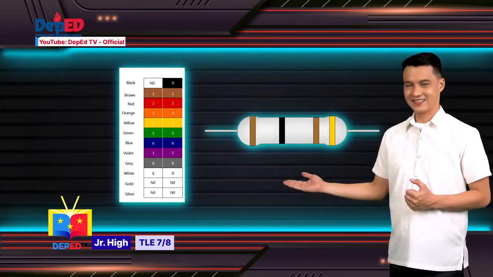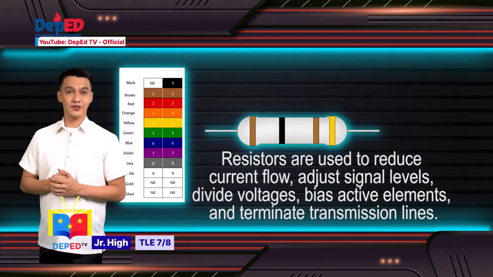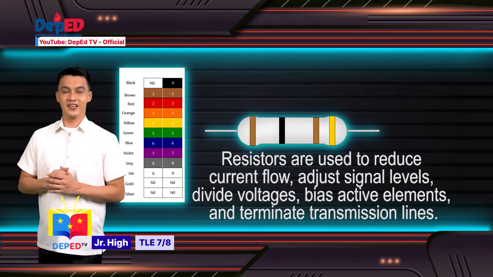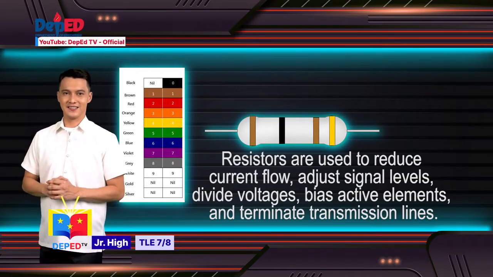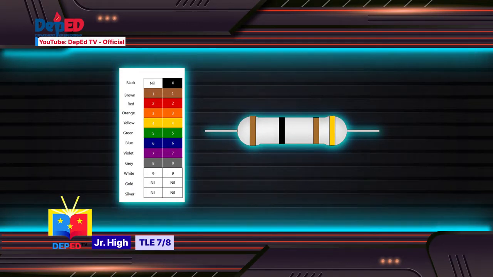Resistors. Resistors are used to reduce current flow, adjust signal levels, to divide voltages, bias active elements, and terminate transmission lines. How to read a resistor's value the easiest way?